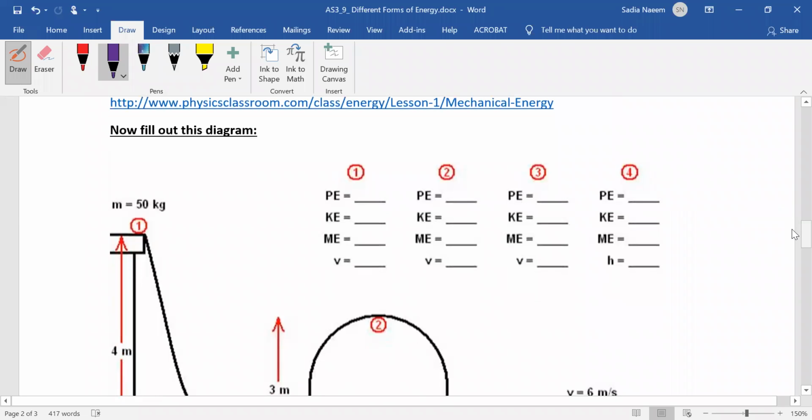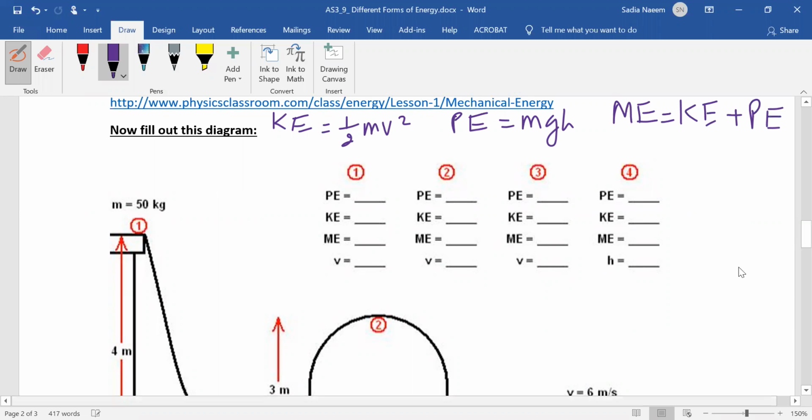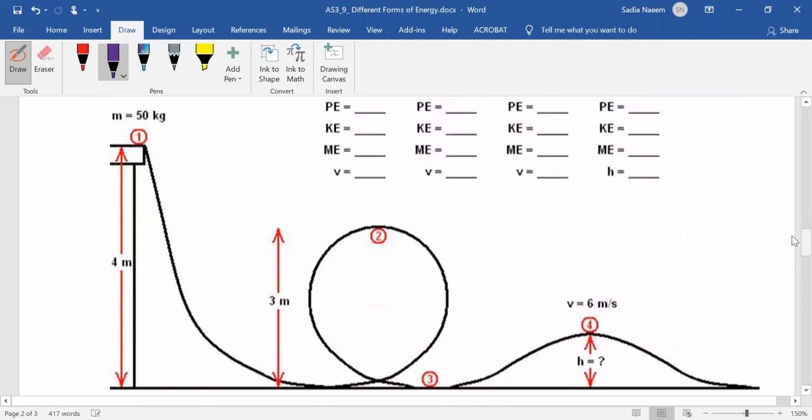I'm going to write down these two formulas up here that we have. KE is half mv squared. PE is mgh. And then we know that the total mechanical energy, ME, is KE plus PE. We're going to use all of that, and we're going to solve this problem. This is kind of like a table here. This pertains to this roller coaster track.